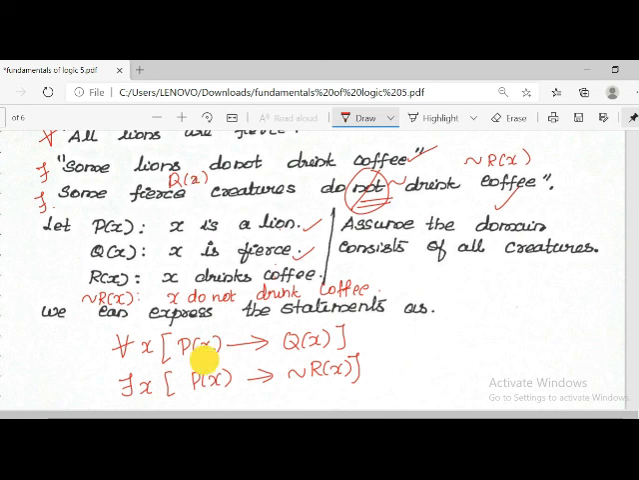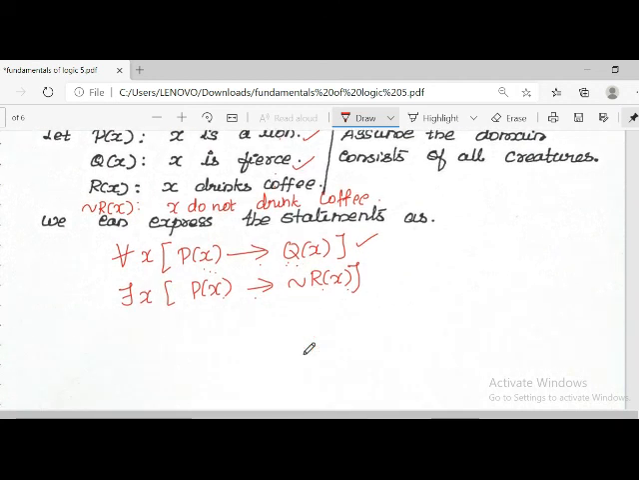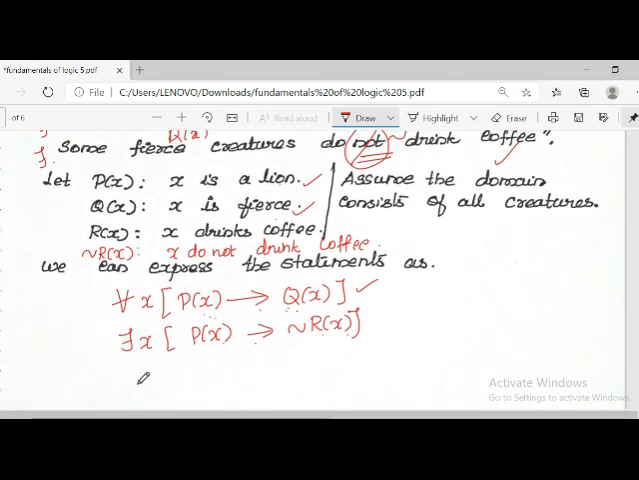So here it is mentioned: P of x implies Q of x, if x is a lion, all lions are fierce. Next, some lions do not drink coffee. That means all lions are fierce and some lions do not drink coffee. So the next case is some. All lions are fierce, isn't it? So therefore both have to happen. So how can we say that? The conclusion for this is there exists x such that some fierce, so Q of x. Next one is negation R of x, isn't it?